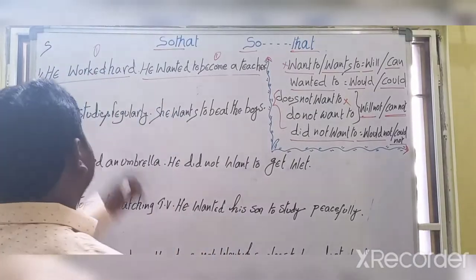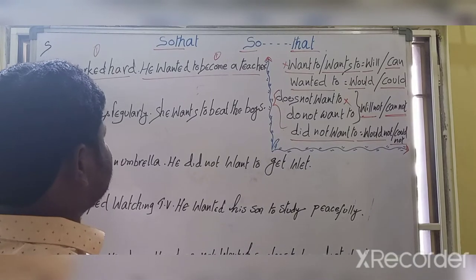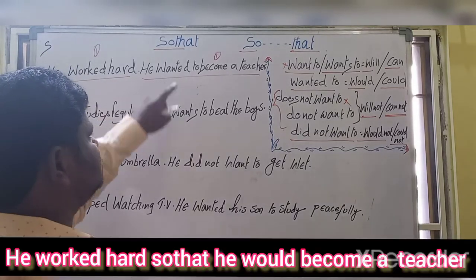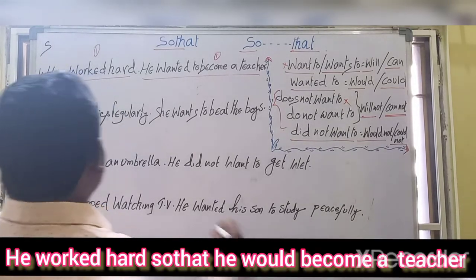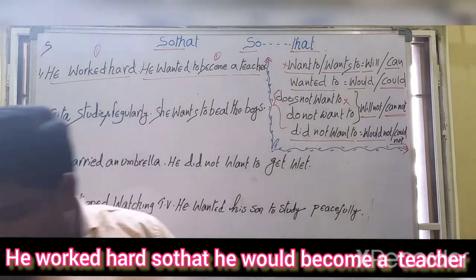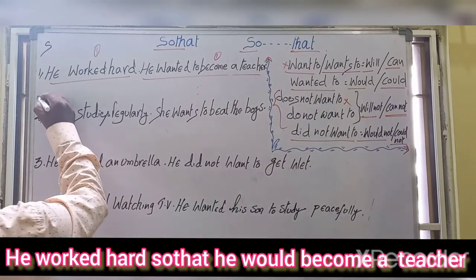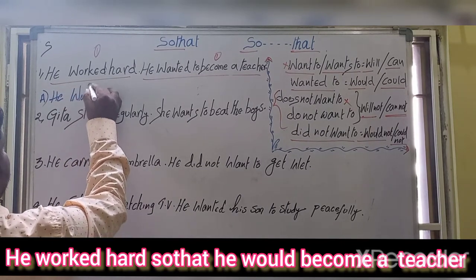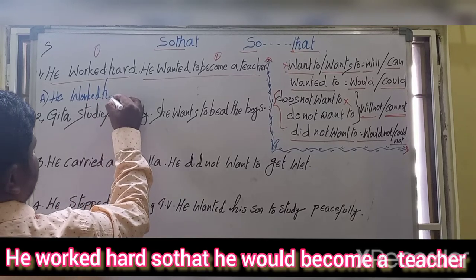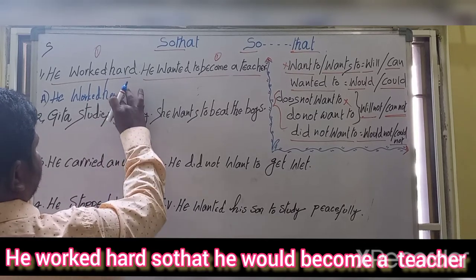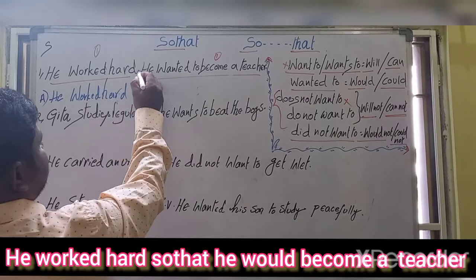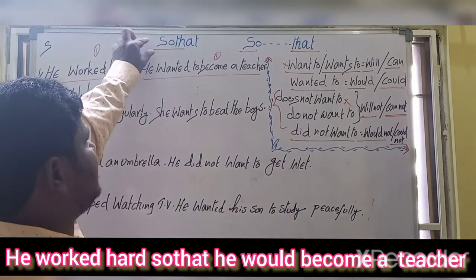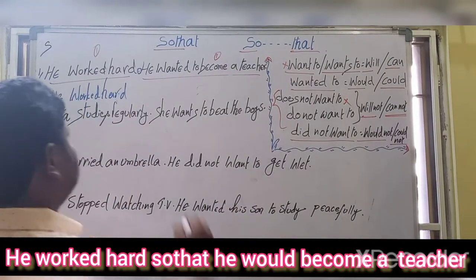In that sentence, one is the cause and one is the effect. He worked hard, he wanted to become a teacher. Friends, the first sentence we write as it is here. This is the first sentence: He worked hard. Whatever the first sentence is, you write it that way. He worked hard, and remove the full stop. Instead of the full stop, add "that" and write the "so that" conjunction.